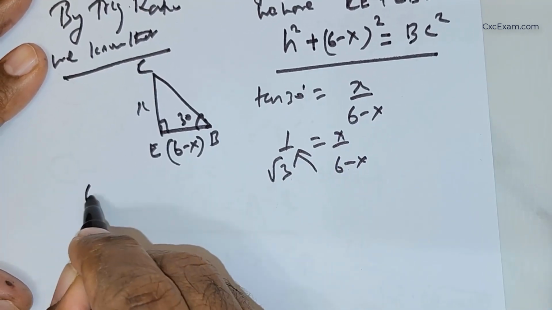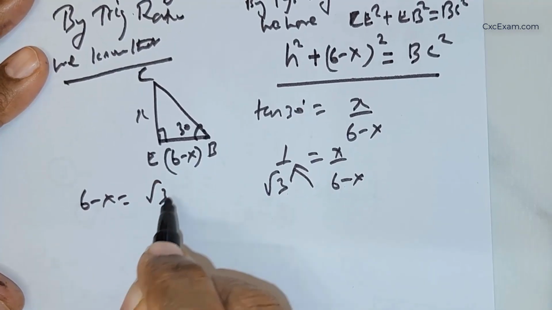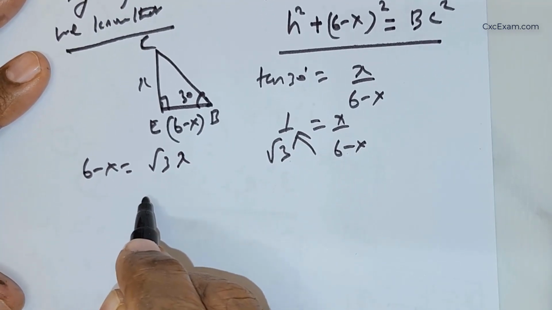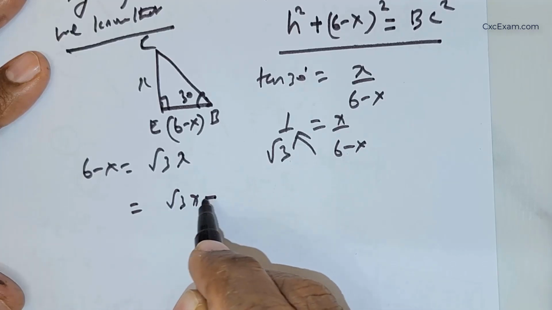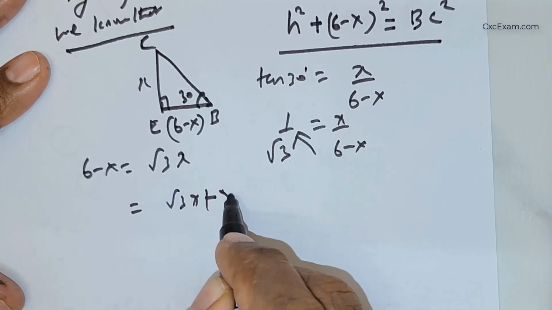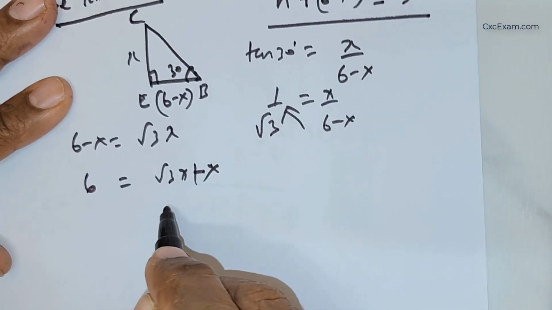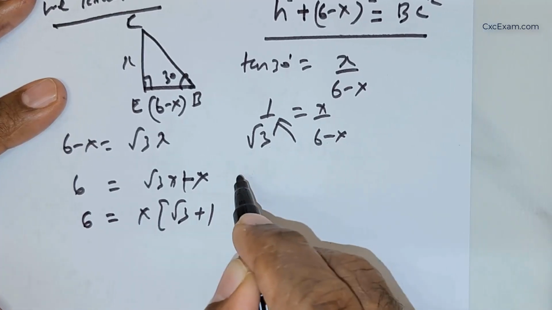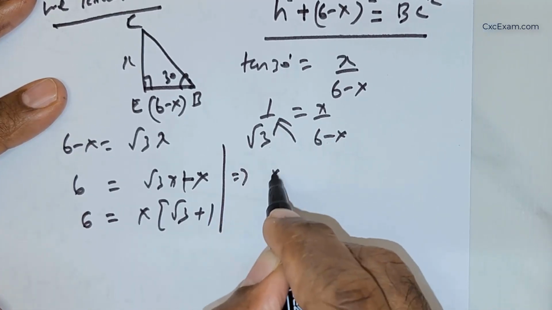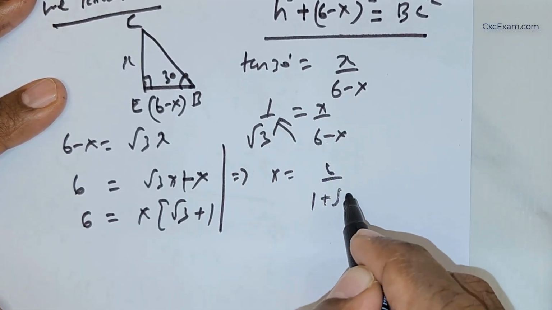You cross multiply, you get 6 minus x is equal to root 3 times x. So from here you can rewrite this as root 3 times x plus x is equal to 6. So I take x out, I get x times (root 3 plus 1) is equal to 6. So from here x is equal to 6 over 1 plus root 3.